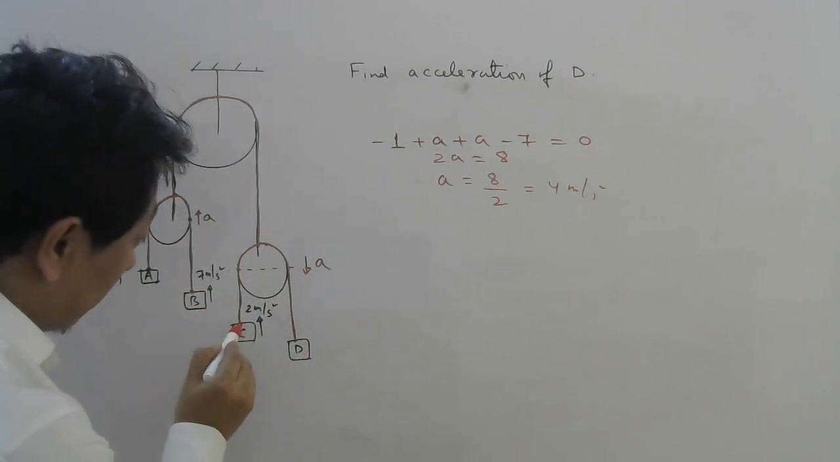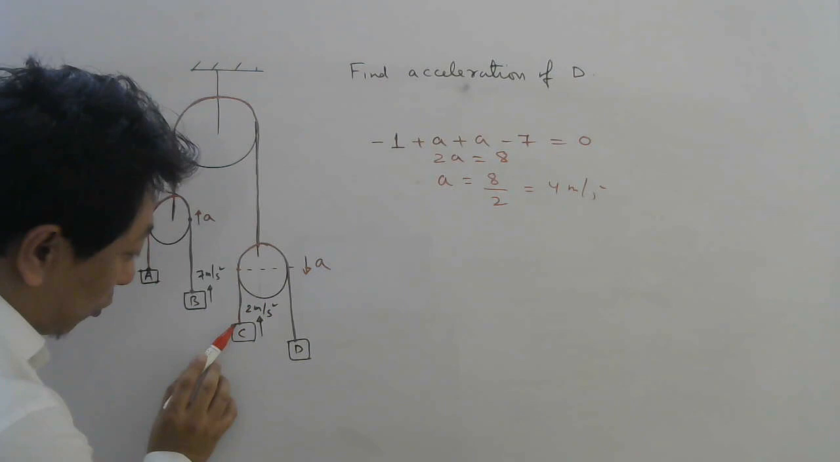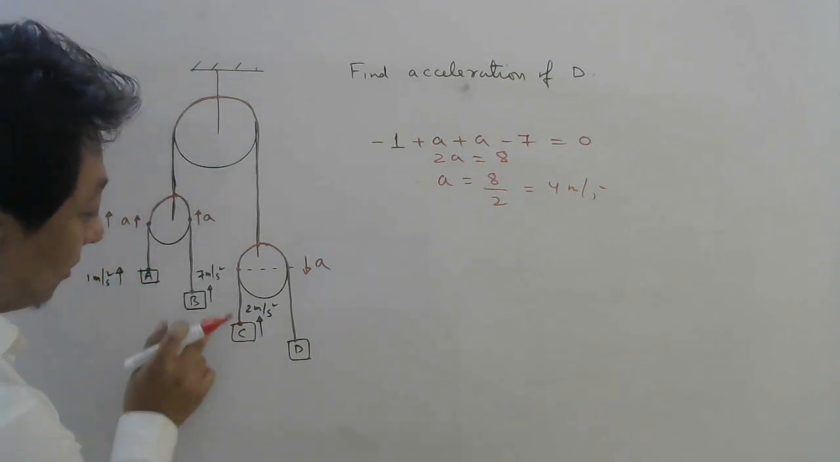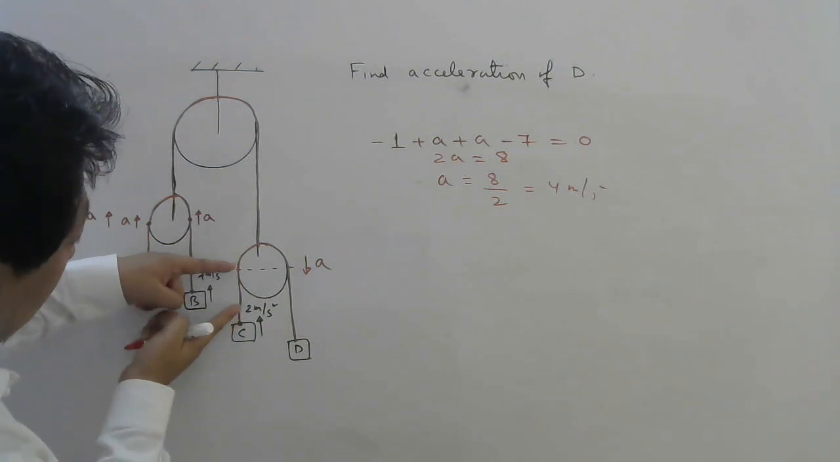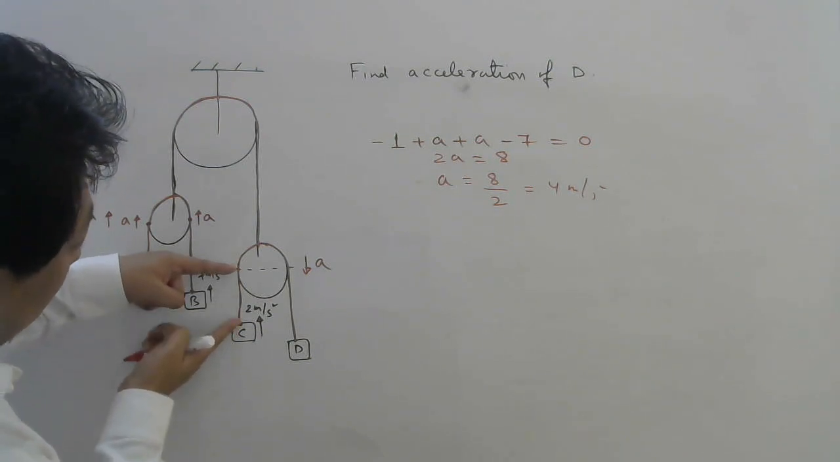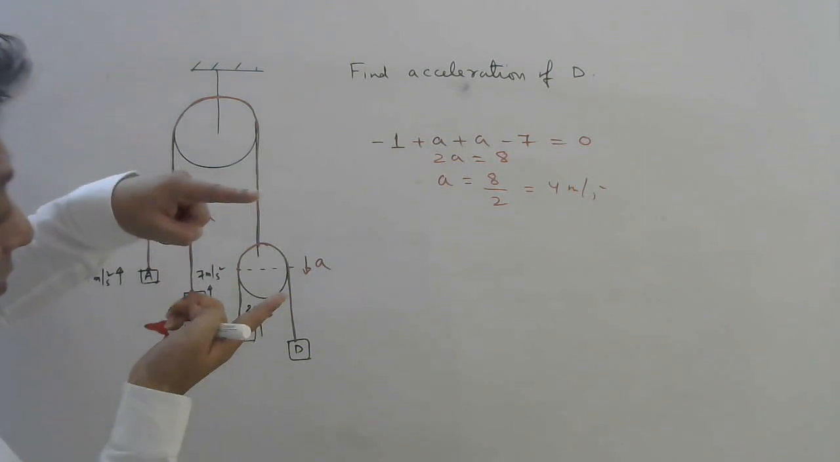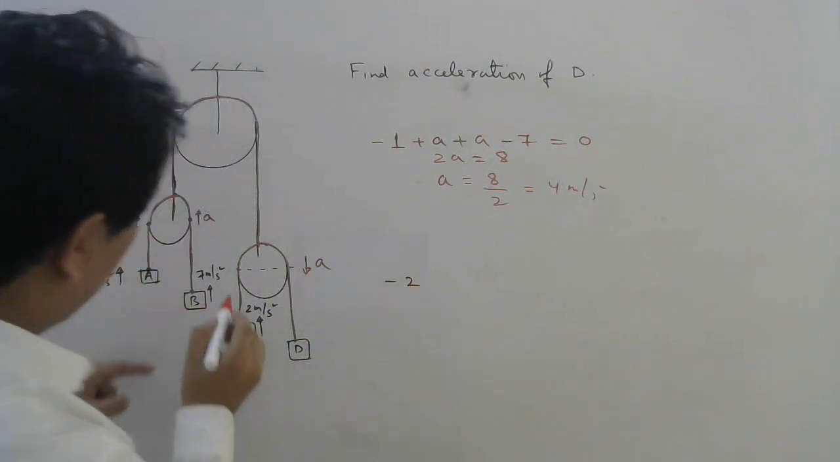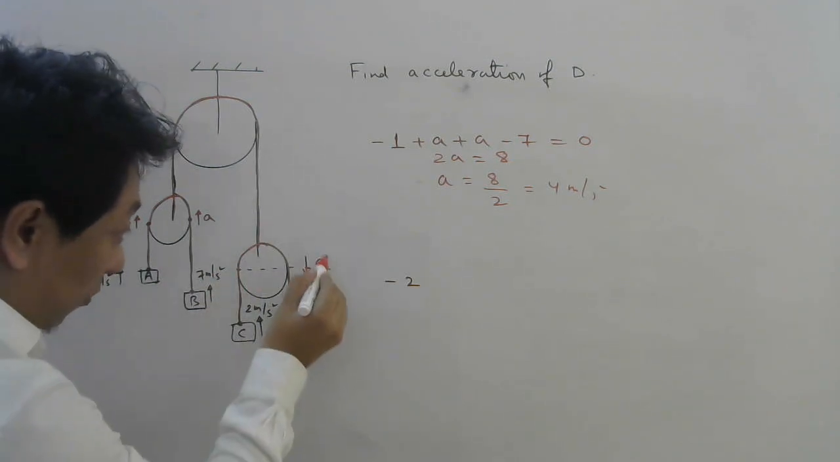So you can see because of 2 meter per second square acceleration up, this point will also have the same acceleration. So because of that, the length of the string is decreasing, you can see, right? This point is going up, so this length will decrease. So -2.